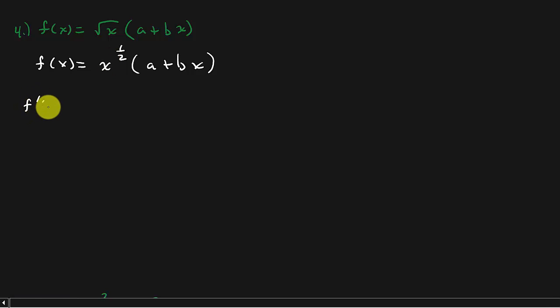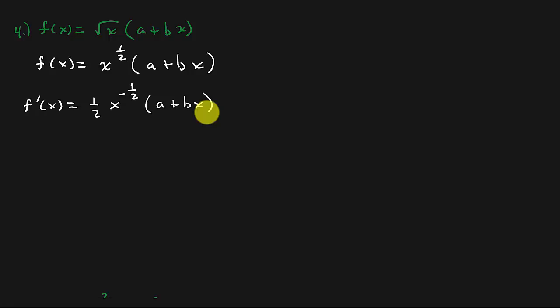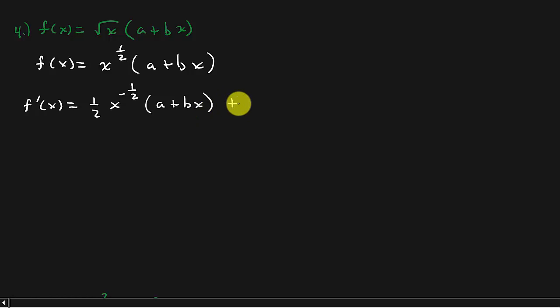So I get f prime of x is equal to the derivative of the first function. So that's going to be 1/2 x to the negative 1/2. So the 1/2 comes down. Subtract 1 from the exponent. So this is the derivative of the first function. And then I've got times the second function. Right? And then that's plus the derivative of the second function.